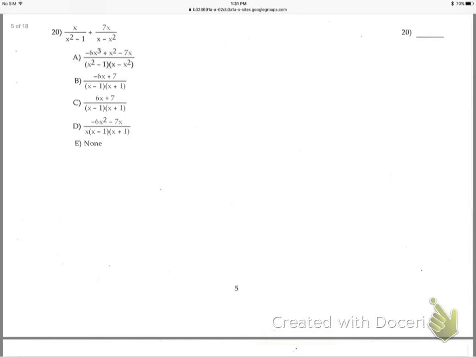All right, one more. Here it is. Okay. So number 20. X over x squared minus 1 plus 7x over x minus x squared. Okay, what did we learn to do with this? This right here is a problem, huh? It's out of order. The bigger one's in the back. What do we do?